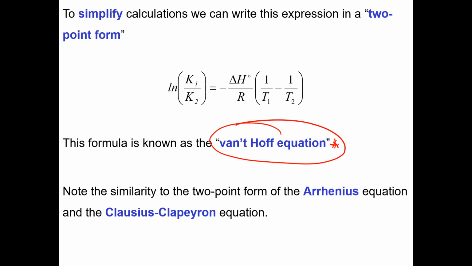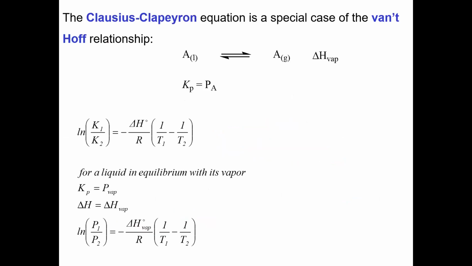You can see that it has a similar form to the two-point form of the Arrhenius equation, and it also looks very similar to the Clausius-Clapeyron equation, which we saw in Chemistry 162. It's important to realize that the reason it looks like the Clausius-Clapeyron equation is because it's actually just the more general case of that system. The Clausius-Clapeyron equation is a special case of the Van't Hoff equation where we're looking at the vapor pressure of a gas above a liquid.